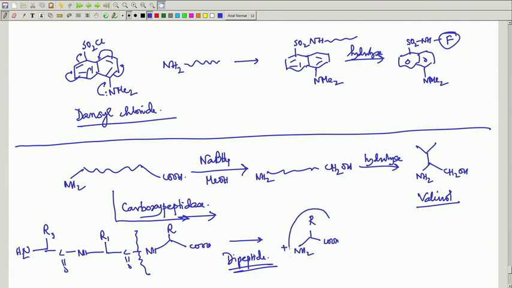Now, what is your task? You just see which amino acid has come out. And the amino acid that comes out will be your C-terminus amino acid.